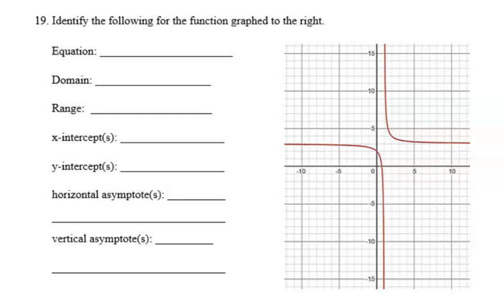All right, so we're going to look at question 19 off of the Unit 2 test. This was the question where I showed you this graph. It's a graph of a rational function, and you had to figure out what the equation would be along with all these other characteristics of this graph and this function.